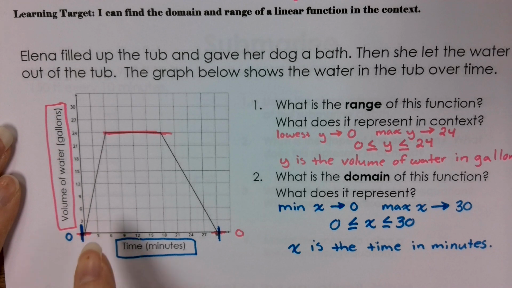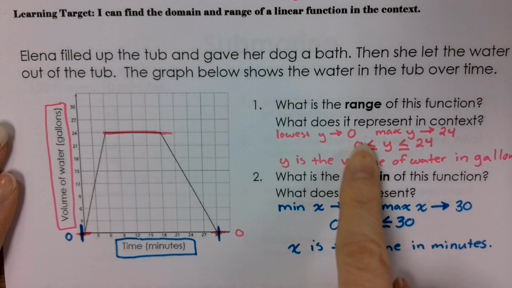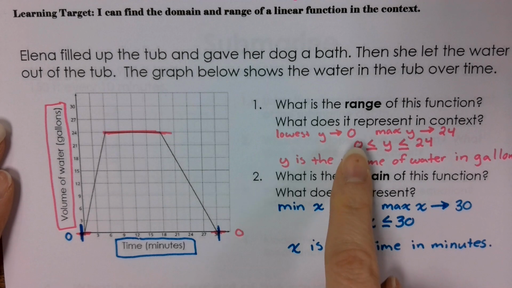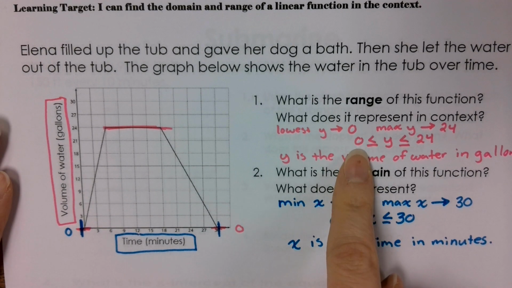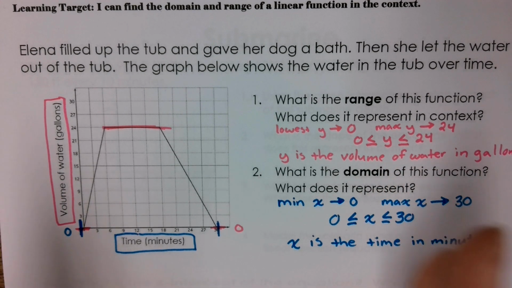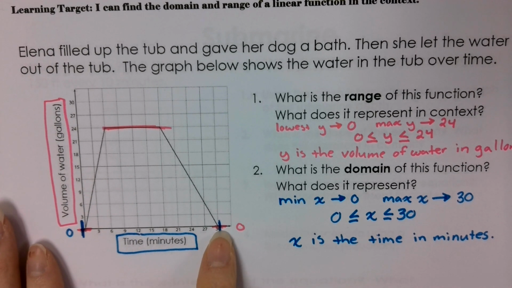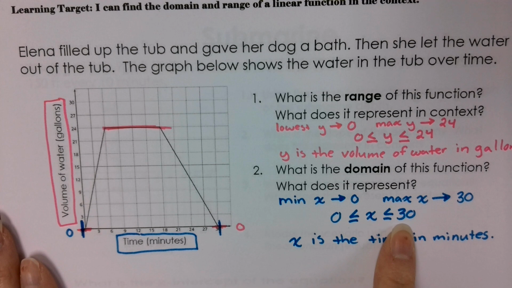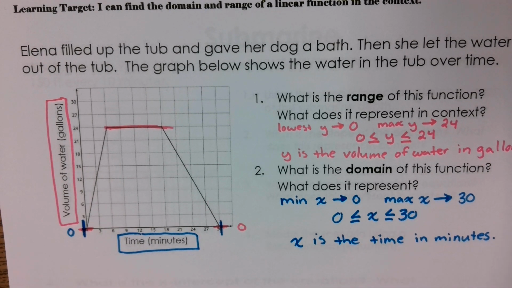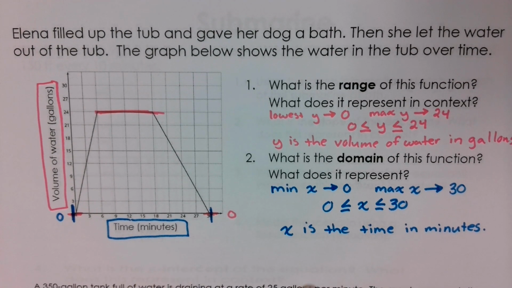So for our range, it's from the minimum Y value up to the maximum Y value that is graphed. So in this case, it was from 0 to 24. So our inequality would represent 0 is less than or equal to y, which is less than or equal to 24. And then our domain goes from left to right, starting at 0, and it ends over at 30. So it goes 0 is less than or equal to x, which is less than or equal to 30. And then the representations means you have to understand what your axes are labeled as. So your y is representing the volume of water in gallons, and your x represents the minutes.